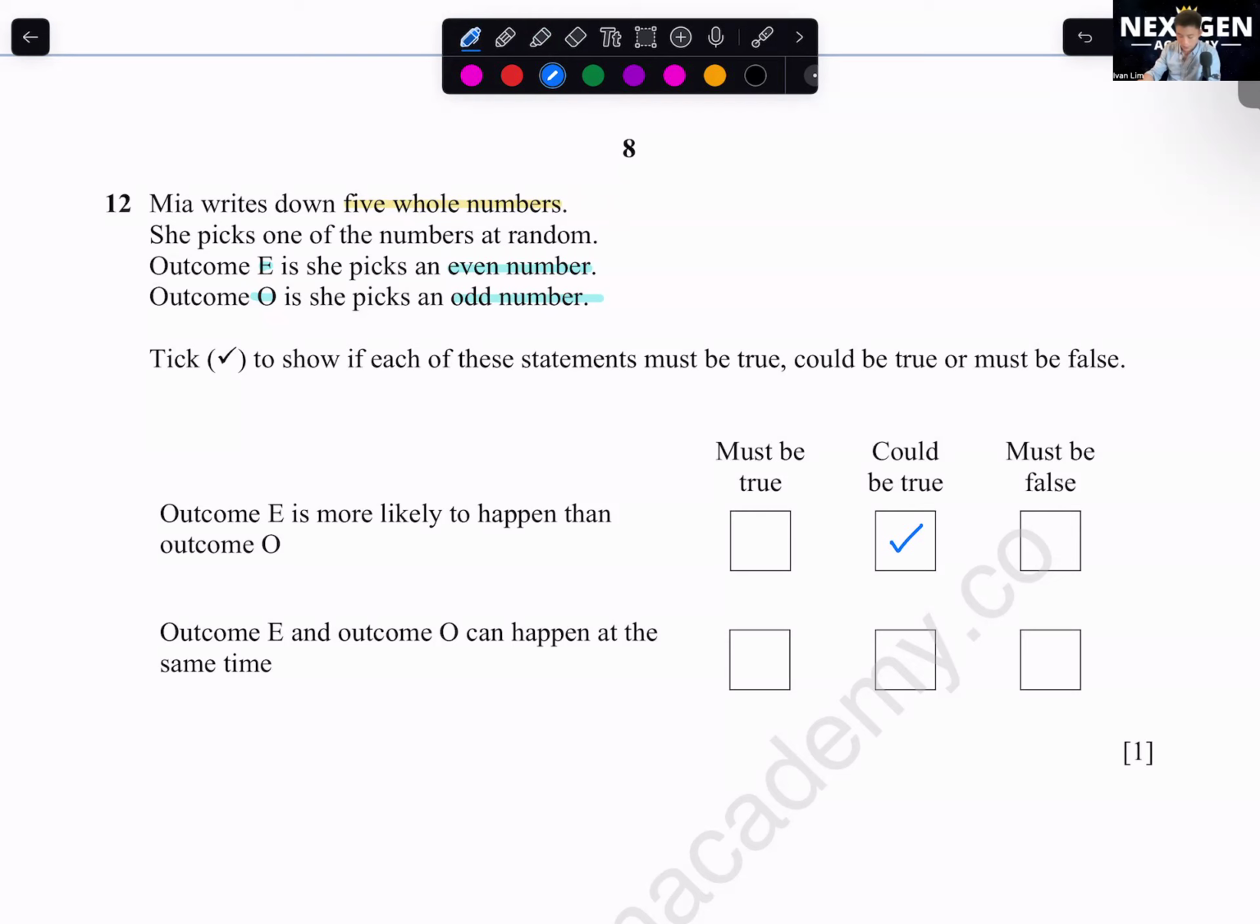Outcome E and outcome O can happen at the same time. Can you have equivalent numbers of even and odd numbers here?